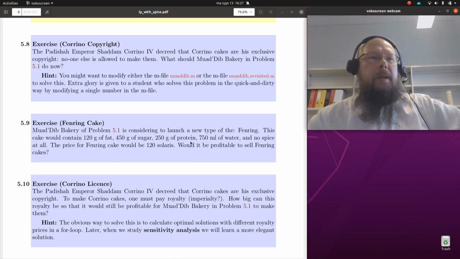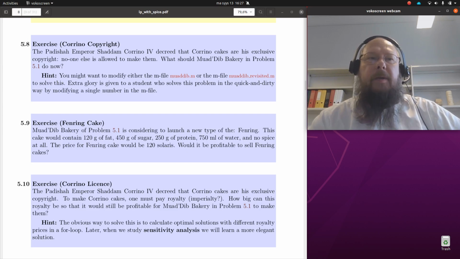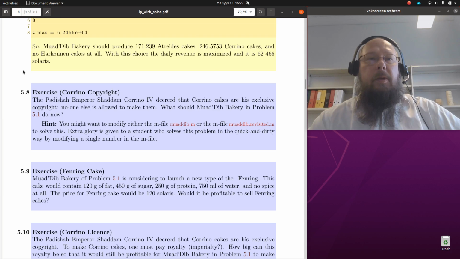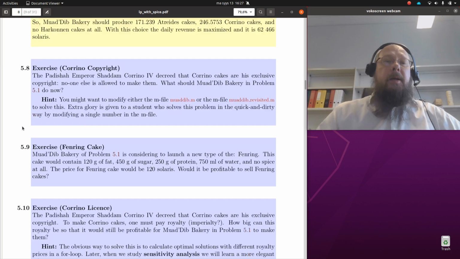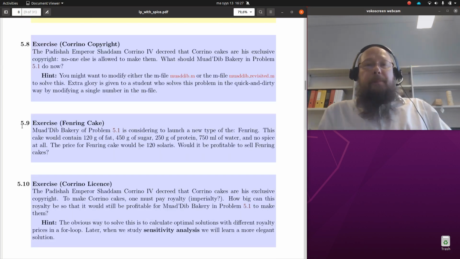So we have exercise 5.8, and again note this numbering system I use. This is not the 8th exercise of chapter 5, this is the 8th subsection, if you like, of chapter 5. The solution, this yellowish block, was subsection 5.7, so 5.8 is an exercise that I called Corino copyright.